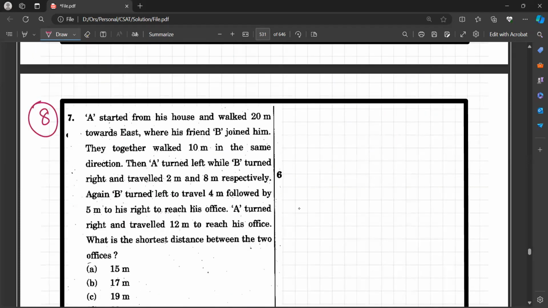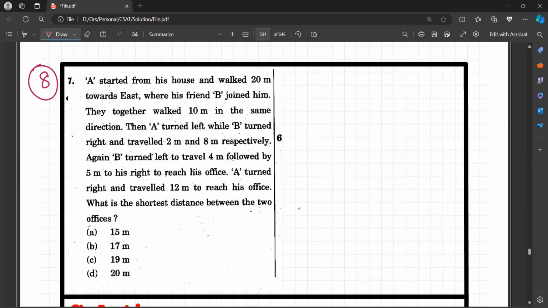A started from his house and walked 20 meters towards east. Now this is A's house, walks 20 meters towards east. This is the position of A where B joins him. So this will be AB. Together they walk 10 meters in the same direction. Again they reach here. That will be AB.